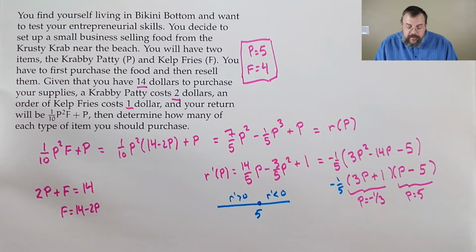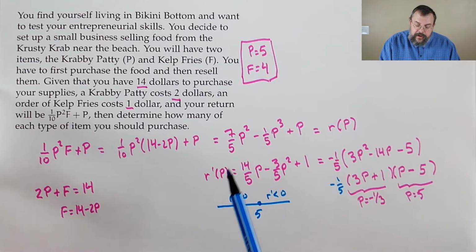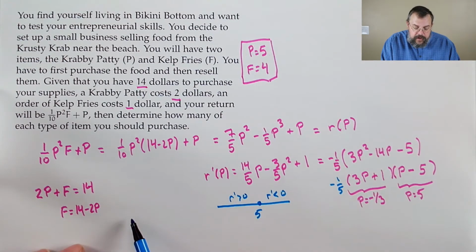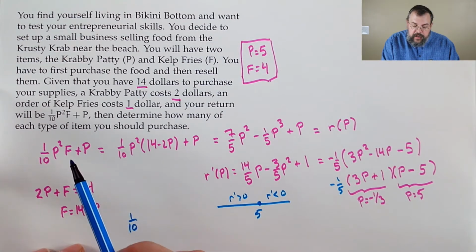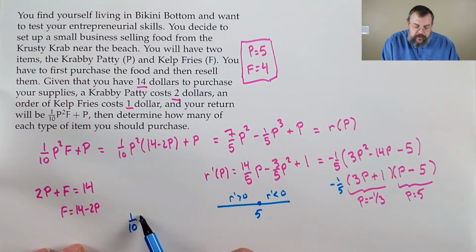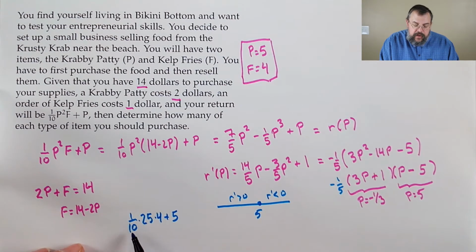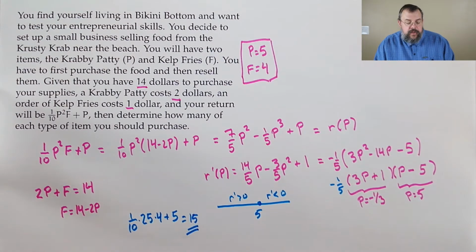Now, you might ask another question. How much money are we going to make? Well, we can actually figure that out too now because we know P is 5 and F is 4. So let's see, we're going to get 1/10 P squared would be what? 25. And then F would be 4. And we're going to add 5. So 25 times 4 is 100. 100 divided by 10 is 10. 10 plus 5 makes 15. Okay, so we're going to get a return of $15.